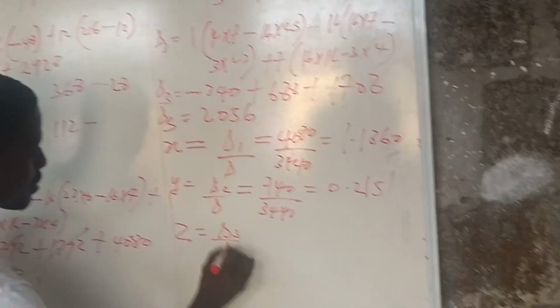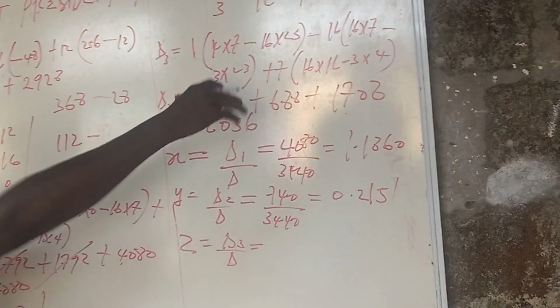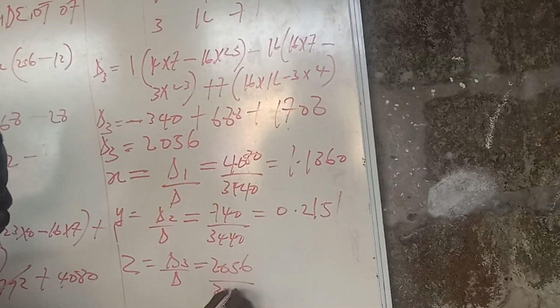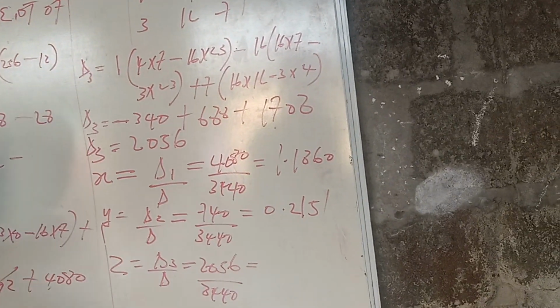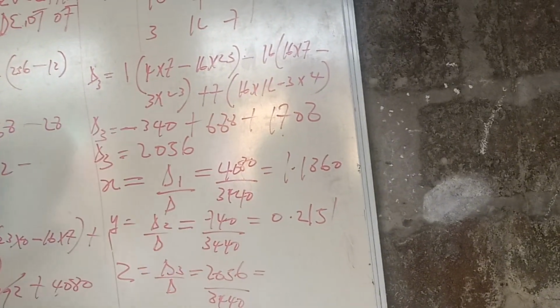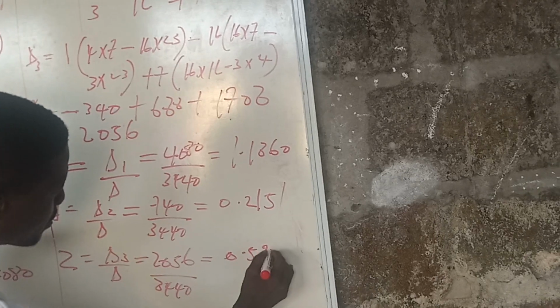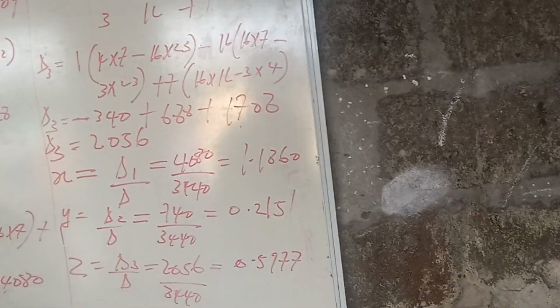Data 3 all over data. And that's equal to what? 2056 divided by 3440. And that's equal to what? 2056 divided by 3440 will give us what? 0.5 what? 977. You are right. So these are the values of what?